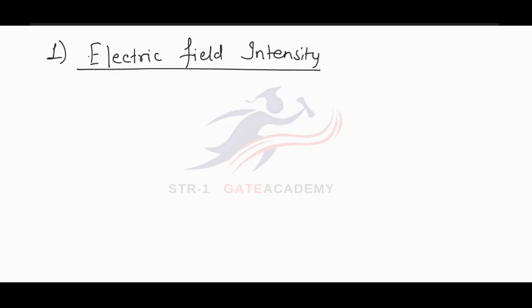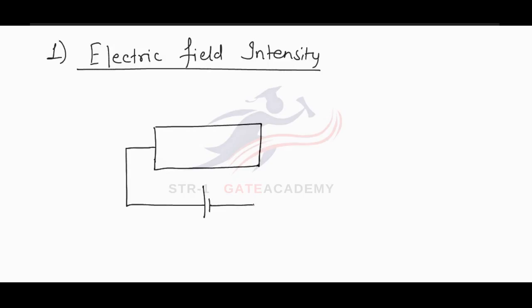Number one, electric field intensity. Consider a material. It may be a metal or a semiconductor. If a supply is given to the material, a potential difference is created across the terminals of the material.